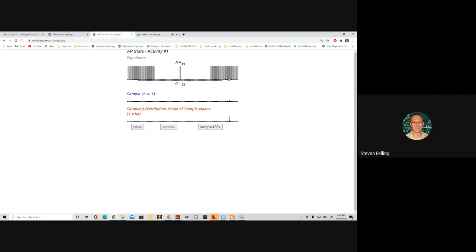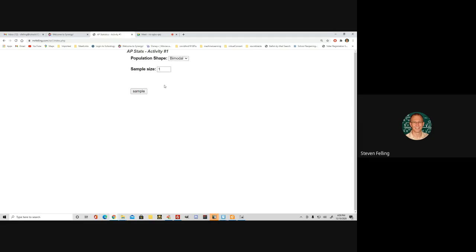This time I got a sample that happened to be in the upper part, and so my mean was way up here. If I take a sample again, this time I happen to get a sample that's way in the low value, right? And if I take a sample again, it's going to either be high or low. In fact, if I were to take 400 samples, it would kind of replicate that. I'd have a bunch of low means and a bunch of high means and nothing in the middle.